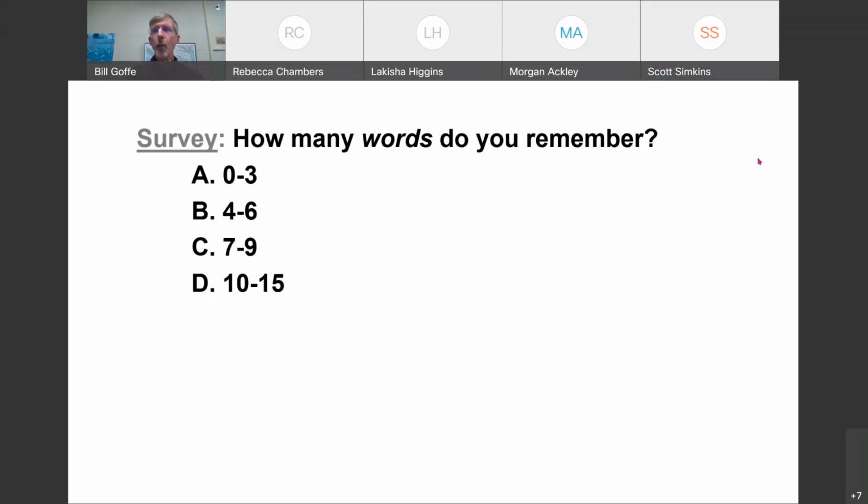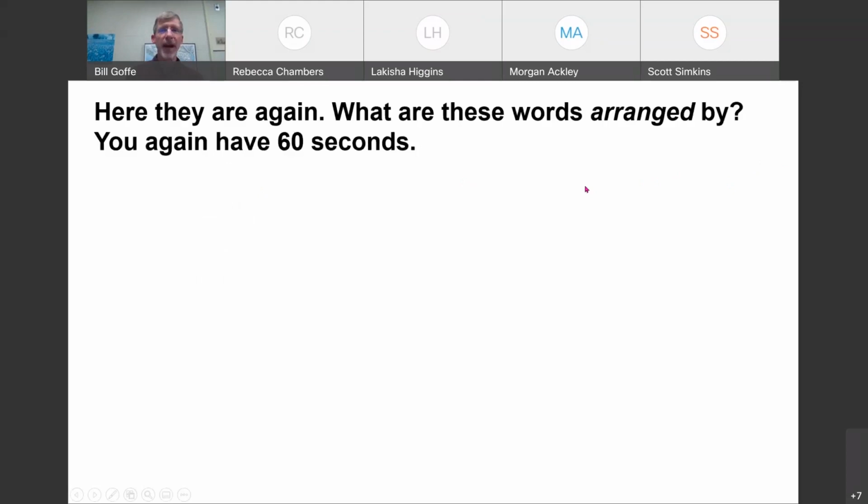Let's try this a little bit different way next. Again, this is exactly what I'd be doing in class. Here's the same words. My question for you now is, how are these words arranged? There's a certain pattern to these words. I'll give you 60 seconds to do that task. Then we'll have another poll following this 60 seconds. So starting now.